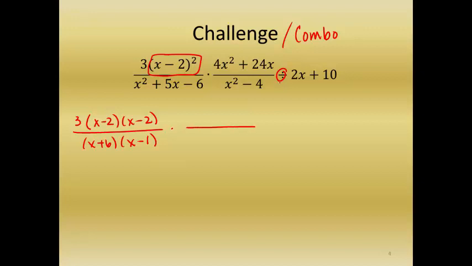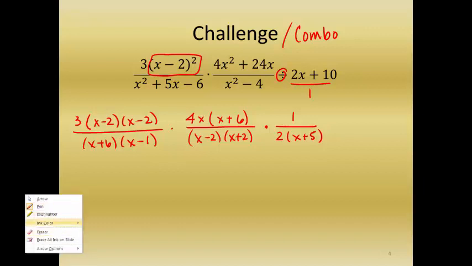In the next fraction, I see a GCF between 4x squared and plus 24x, and I see that to be a 4x as the GCF, leaving behind an x plus 6. In the denominator, I see the difference of perfect squares, so x minus 2 and x plus 2. And in this last one, technically this is a fraction, it's over 1. So when you write the reciprocal, the 1 is in the numerator, and the denominator has a GCF of 2 times x plus 5.